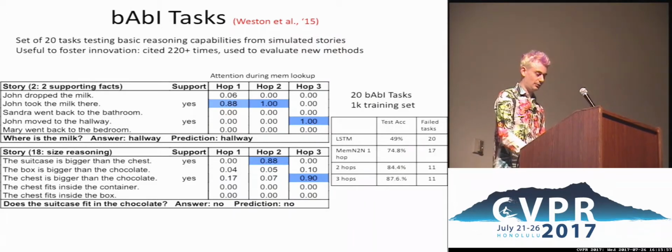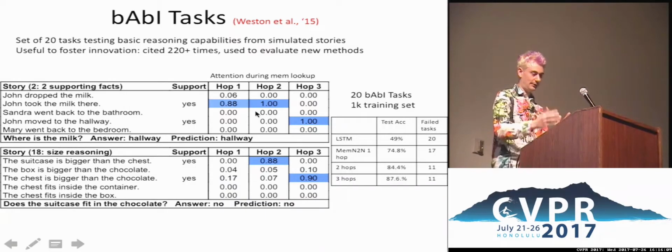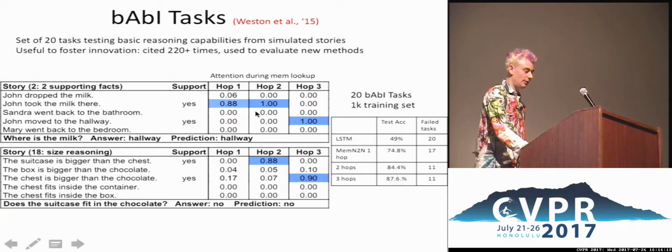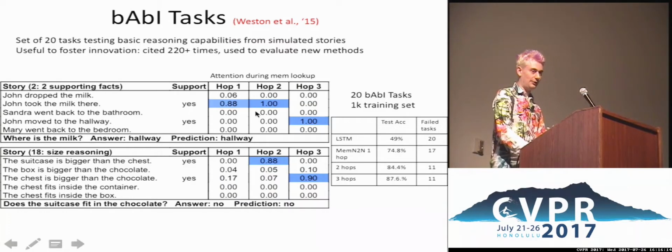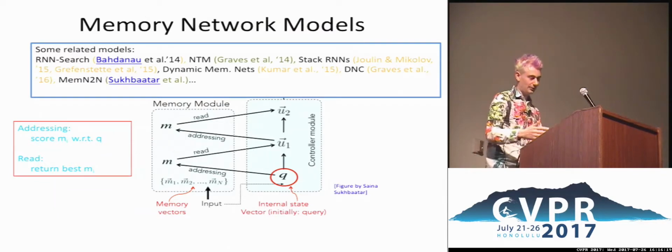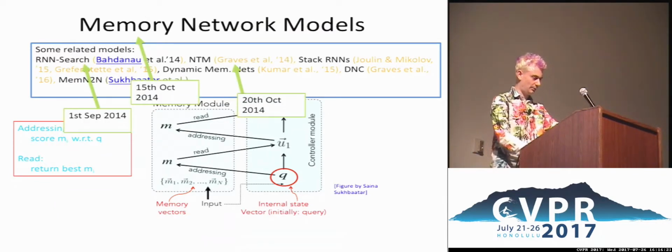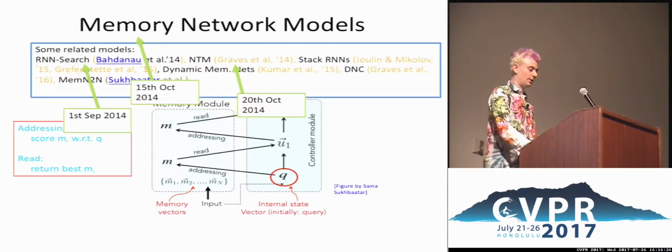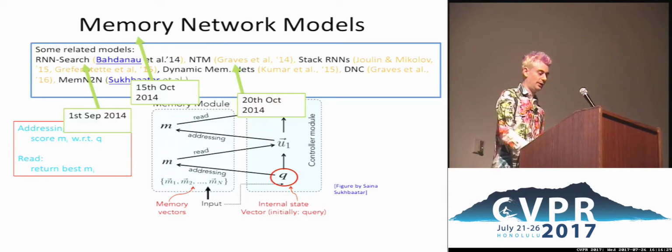And that was basically crucial. Here are some simple examples where it's doing attention over the lines in the story for the question, where is the milk? Basically, if you don't do this stacked attention, you don't do well. So that dataset really motivated using attention there. And there are many other attention models, some around the same time, like RNNsearch and neural Turing machines, motivated by different things. And since then, a lot more attention models.